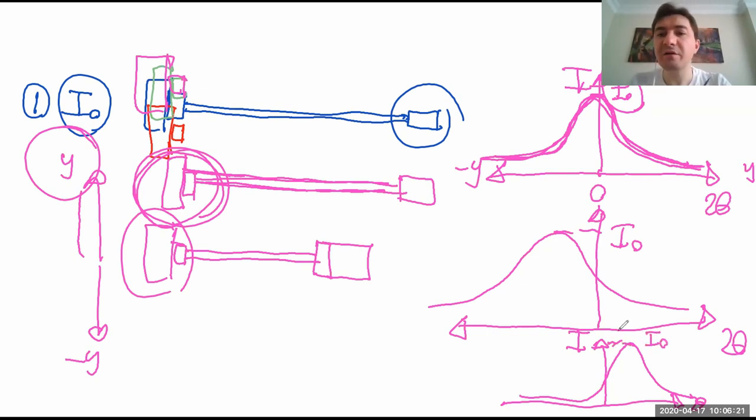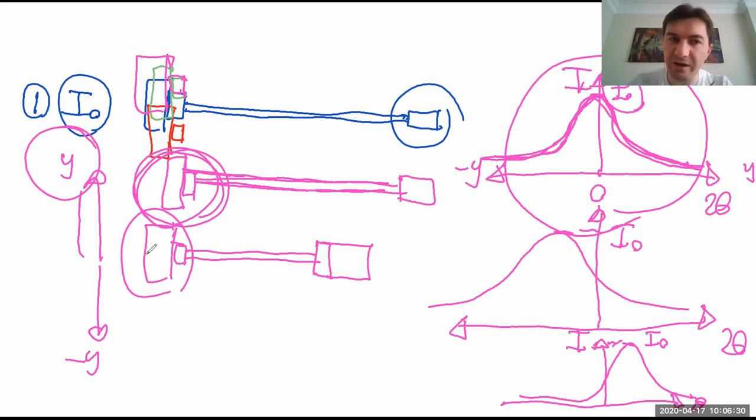But the best position for the detector is this one. The detector should stay exactly at the zero angle, okay? And we should see direct intensity at the detector. This is the first step of the alignment.